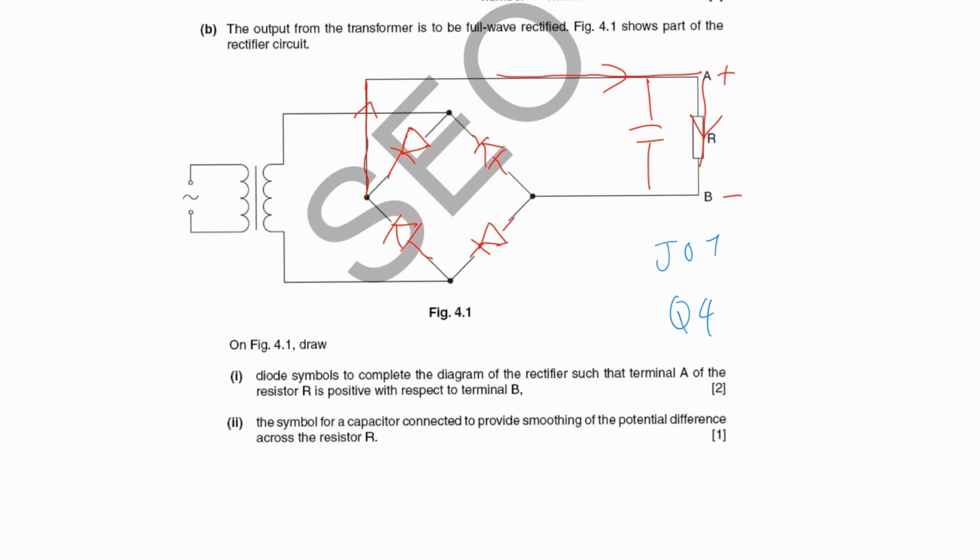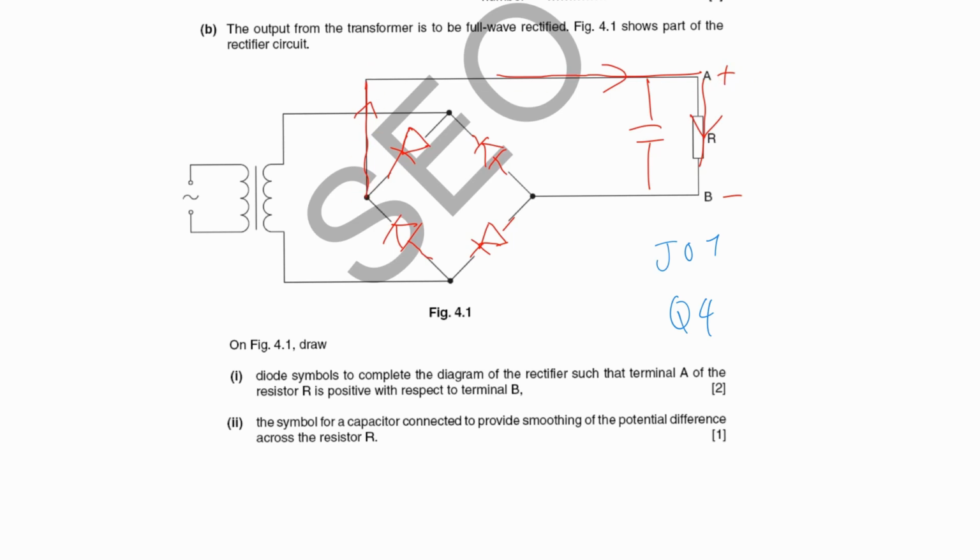Now for this question, they want you to complete the diagram by drawing the diode symbols. If you look at the clue here, they said that A is positive with respect to B. So if A is positive with respect to B, the current must flow this way. How would I know which directions these diodes point? If the current flows this way, that means the current must come from here. If the current comes from here, it means the current must come from here.